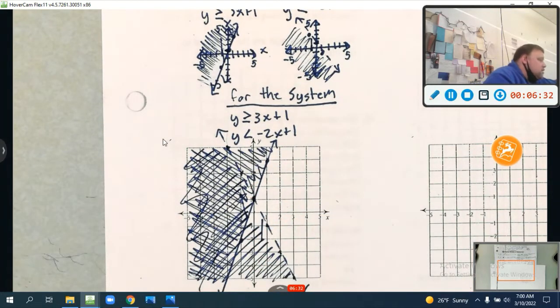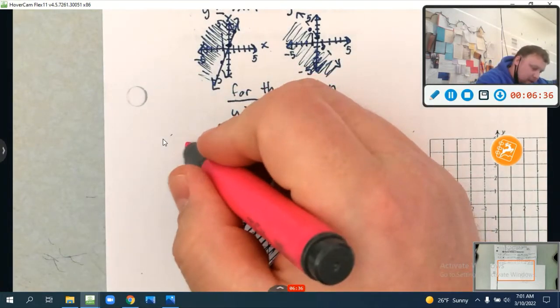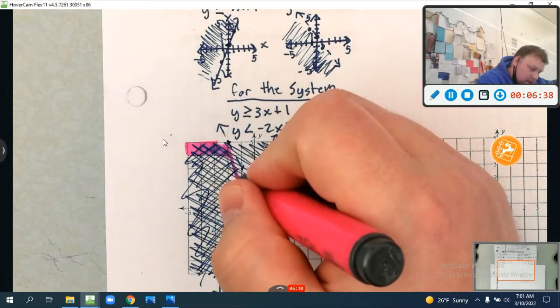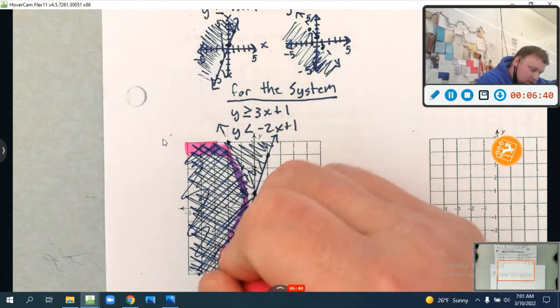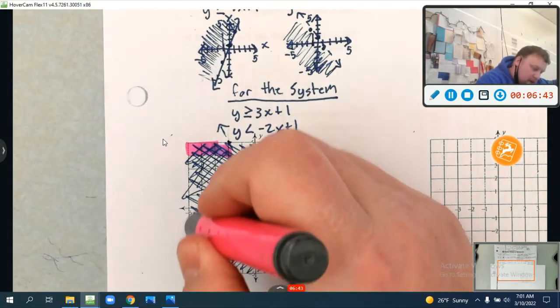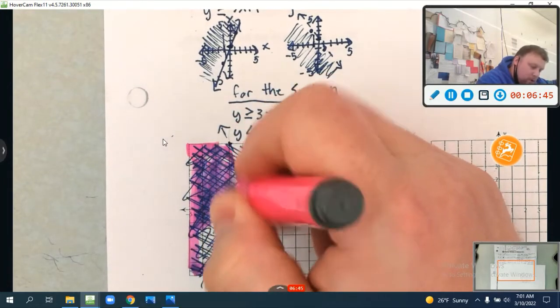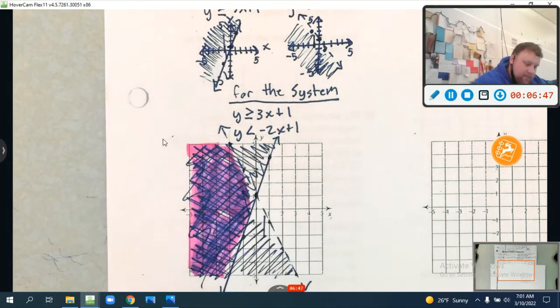And what does that show us? We want to look for the double shaded region. The double shaded region is the solution region to the system because it's the area where both equations are satisfied. Okay? So that's the double shaded region.